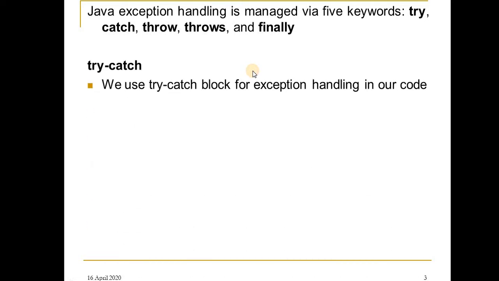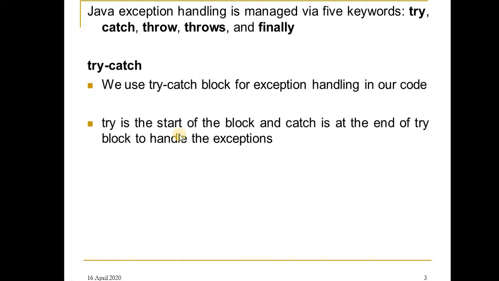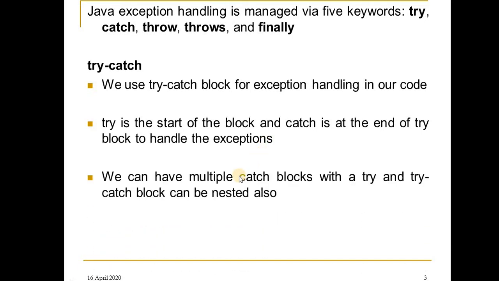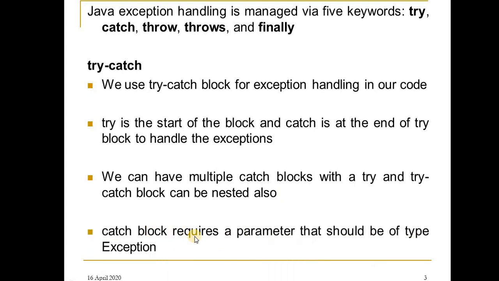First one, try catch block. We use try catch block for exception handling in our code. Try is the start of the block and catch is at the end of the try block to handle the exceptions. We can have multiple catch blocks with a try, and a try catch block can be nested also. Catch block requires a parameter that should be of type exception.